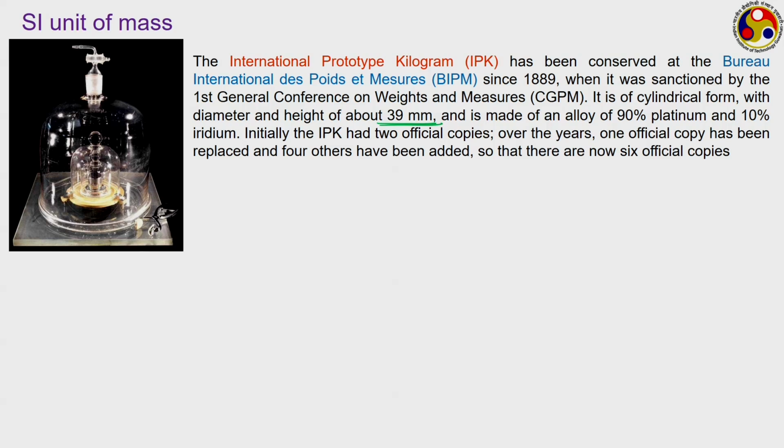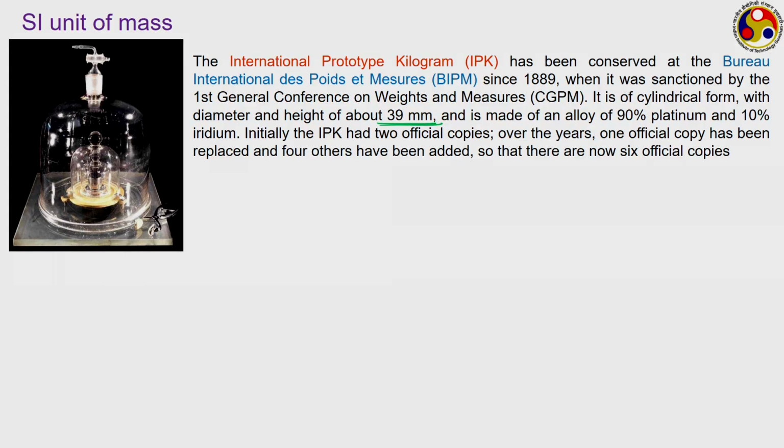Different countries have their own prototype, each of which is calibrated in terms of this IPK, and then industries use a tertiary level of standards. Again, this mass of 1 kg is being considered based upon this IPK. Now, this is something that I mentioned during the first week of this particular course.